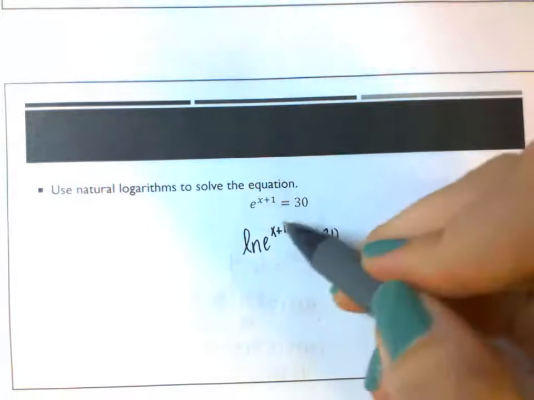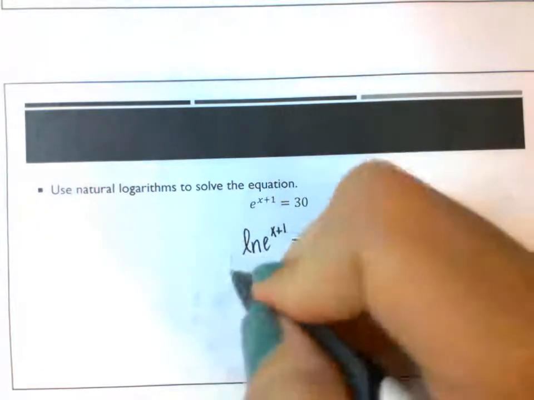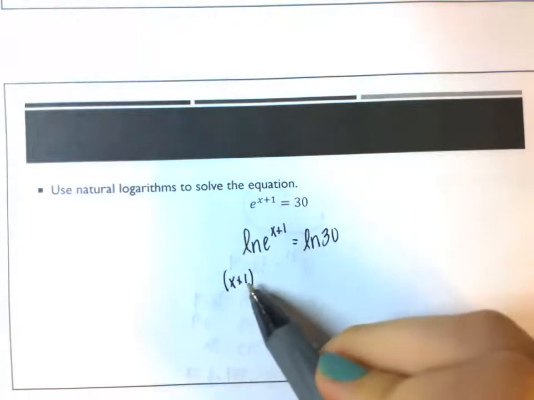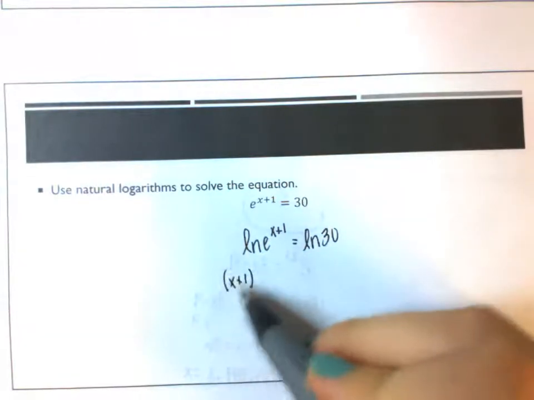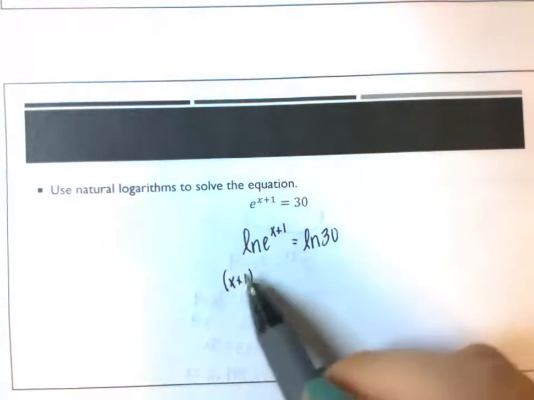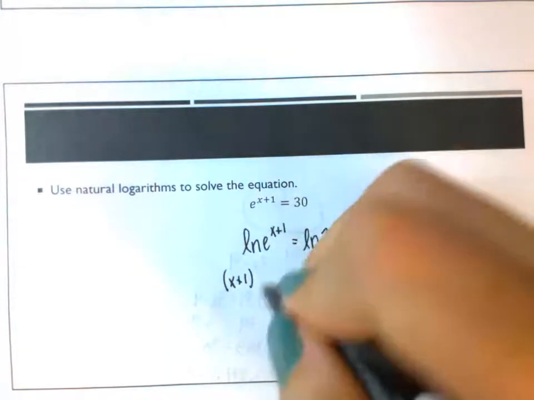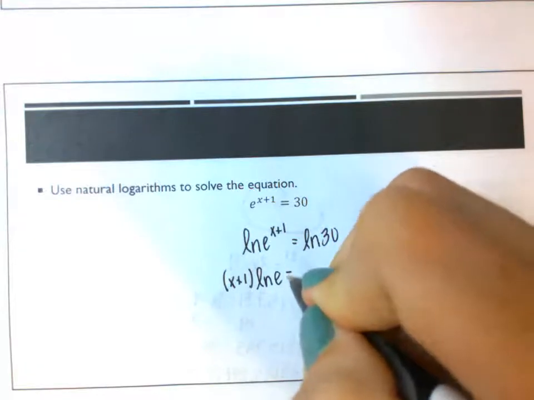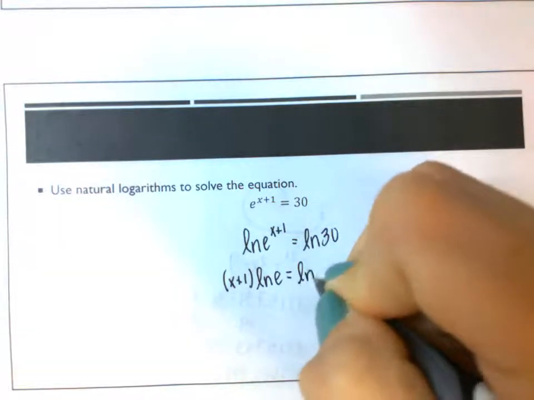Now, I'm going to use my properties of exponents to move that x plus 1 to the front. And remember, just because there's a plus 1 there, it's still part of that exponent that we're moving. And so that means that I'm going to put it in parentheses so that I'm not tempted to make the 1 be a coefficient of ln. And then we get ln of 30.